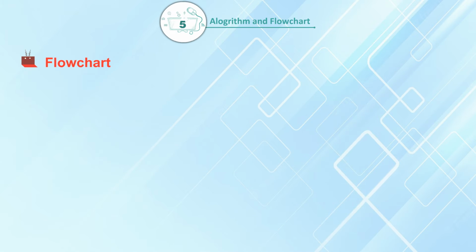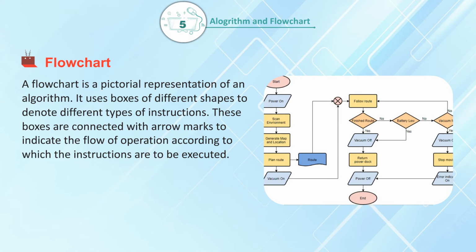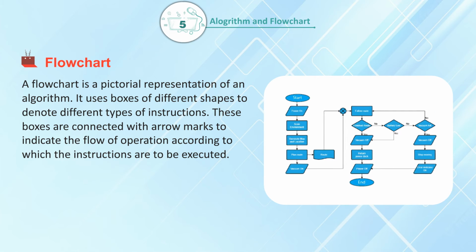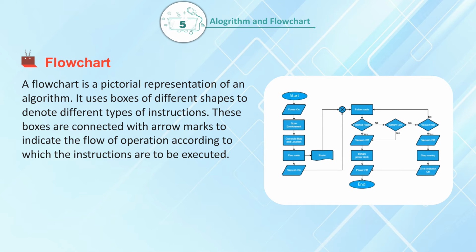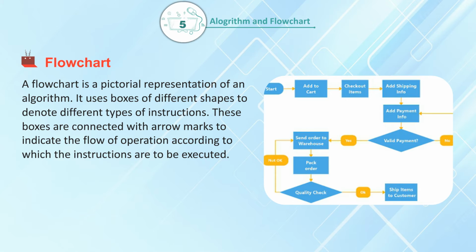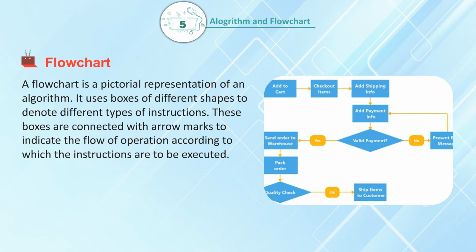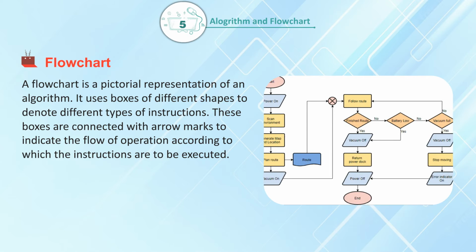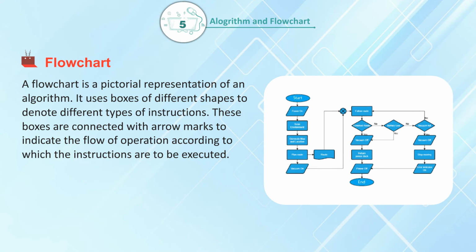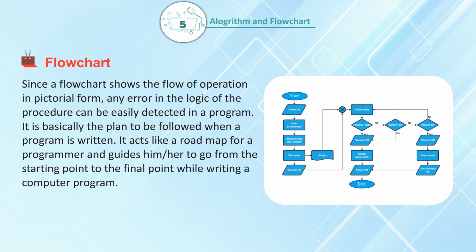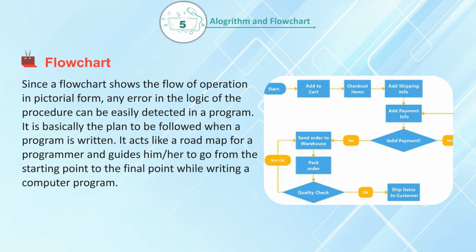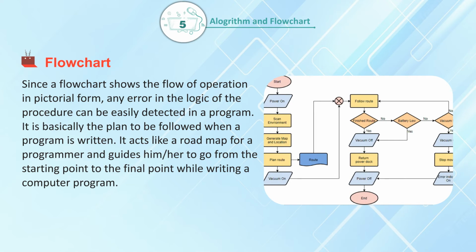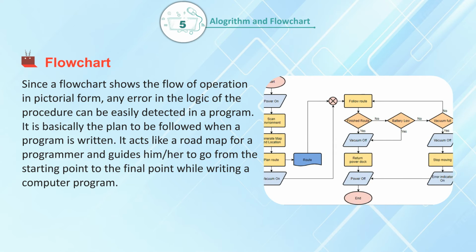Flowchart. A flowchart is a pictorial representation of an algorithm. It uses boxes of different shapes to denote different types of instructions. These boxes are connected with arrow marks to indicate the flow of operation according to which the instructions are to be executed. Since a flowchart shows the flow of operation in pictorial form, any error in the logic of the procedure can be easily detected in a program.